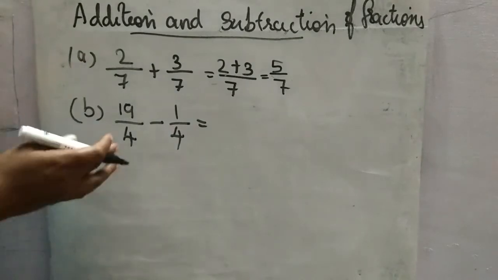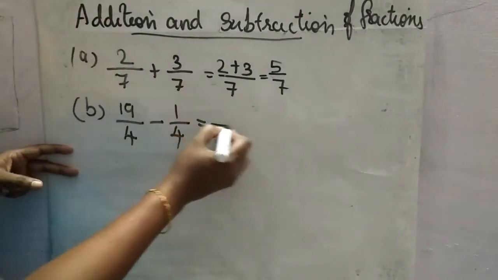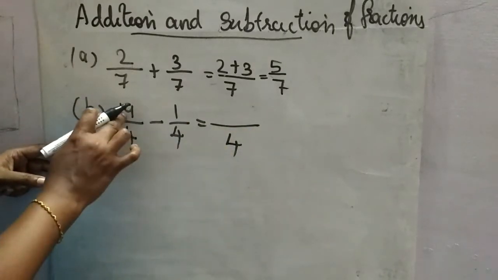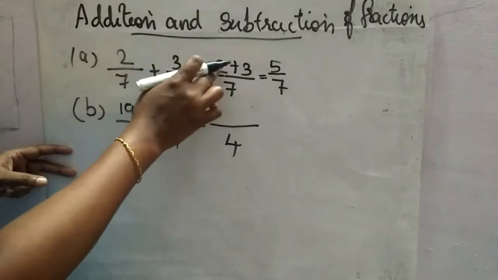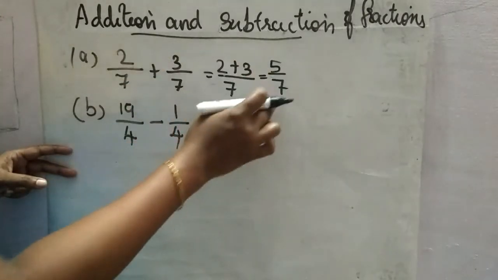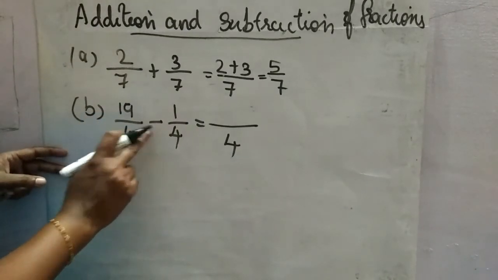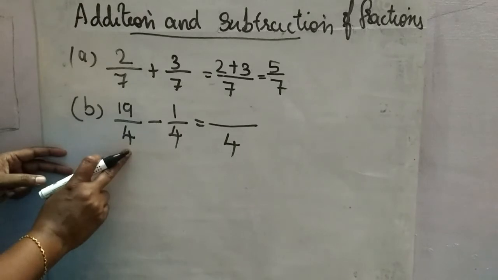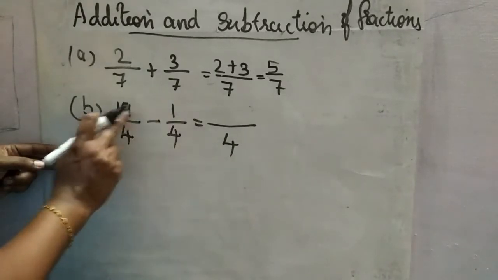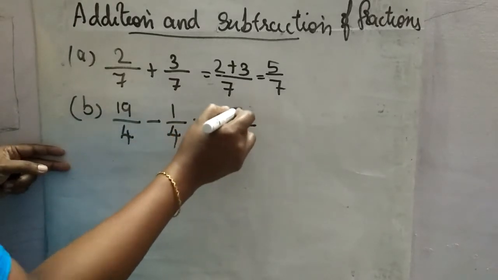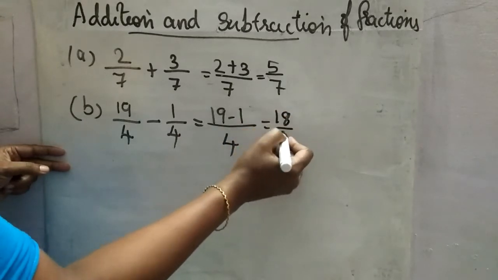Look here. The denominators are the same. So, what will you do? Write the same denominator. And here it is subtraction. In addition we added the numerators and wrote the same denominator. Now here it is subtraction, so check whether the denominators are the same or not. Denominators are the same. You can write the same denominator here and subtract the numerators. What will you get? 19 minus 8 is 18 by 4.